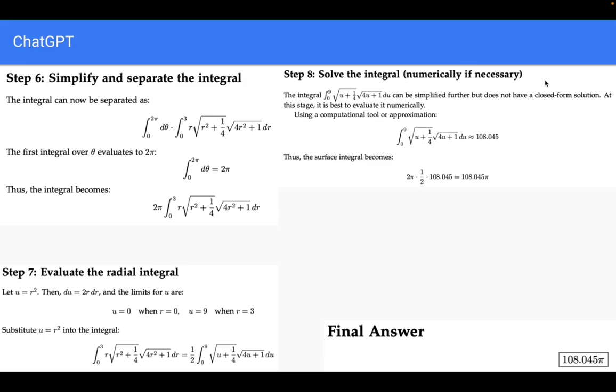Now the final step is to solve the integral, and it states numerically if necessary. So the computational tool or approximation that ChatGPT uses to do the approximation gives us an integral value of 108.045 pi. So this is our final answer from ChatGPT. So overall, those steps seemed pretty clear, straightforward, with a decent amount of explanation. We'll come back to the accuracy of this in a bit. But let's next look at the second model.